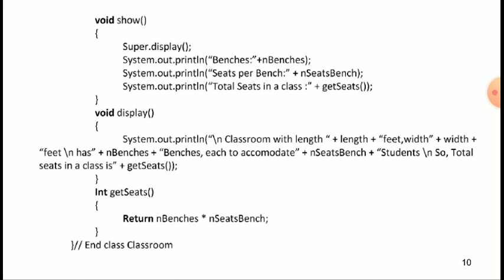Void display, starting curly brackets, System.out.println classroom with length plus feet, width, number of benches each to accommodate, plus number of seats per bench plus students. So the total seats in a class is getSeats. End of the curly brackets. Integer getSeats, starting curly brackets, return number of benches times number of seats per bench. End of the Classroom class.